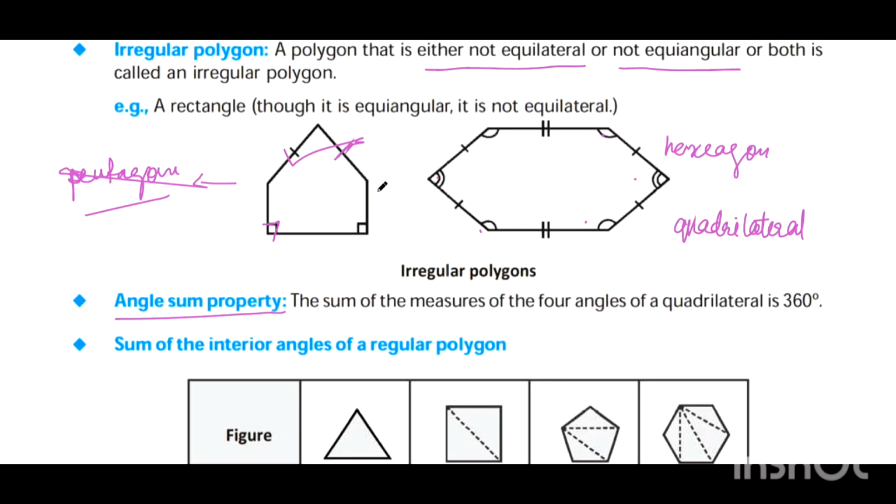Just as in a triangle, na? In a triangle also we have an angle sum property. What does it say? That all the angles of a triangle are equal to what?